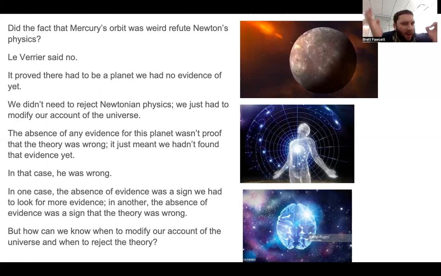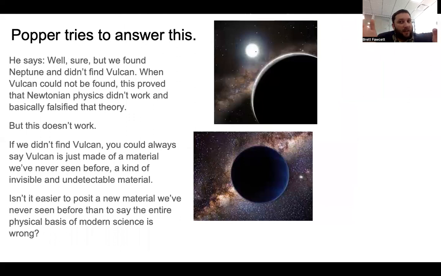But how do we know which is which, right? How can we know when to modify our account of the universe based on an experiment or an observation? And when do we know when that experiment or observation has completely refuted a theory and we have to reject the theory altogether? This is a trickier question than it may seem at first glance, right? Because Popper tries to answer this.